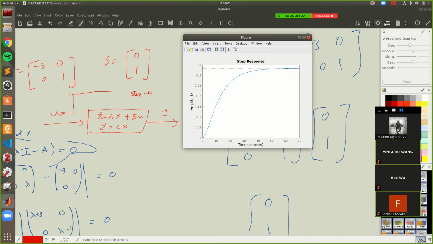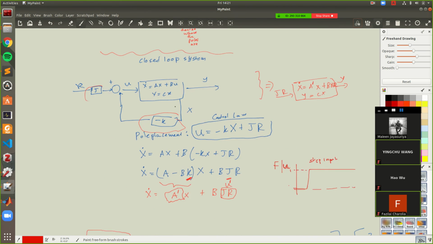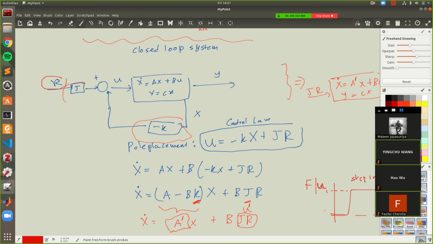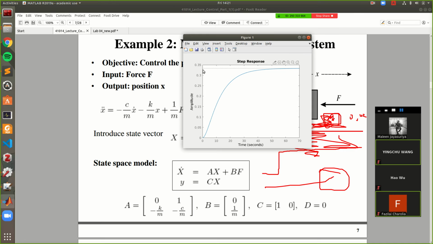But remember, now we want to control this. We want it to come to where we want it to come to. So remember, in this example, we had a reference signal, and we want it to come to that reference signal. Right now, our reference signal is the step input, going from 0 to 1. But you can see here, it's not stopping at 1. It's stopping at 0.34. But we want this to go like this and stop at 1, right?